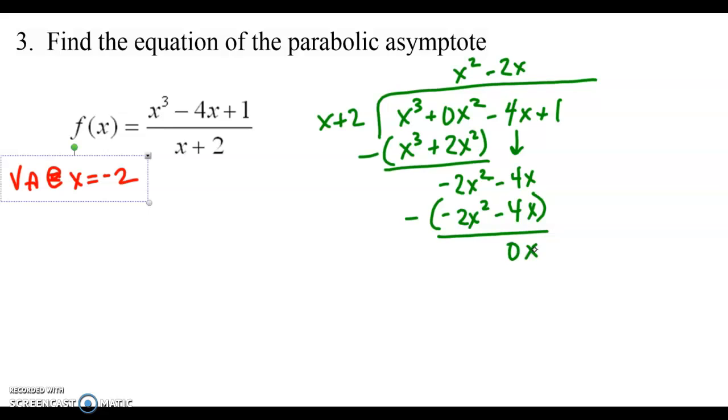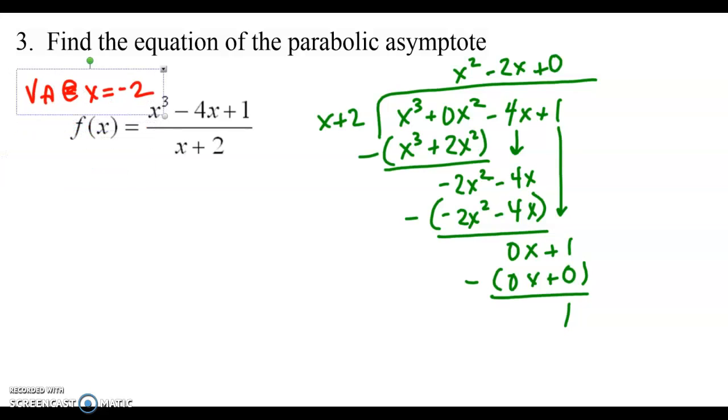I'm going to write it in there just to be thorough. Okay, what do we need to multiply x by in order to get 0x? Well, 0. There'll be 0 constants here. 0x plus 0. We subtract that, and we have 0, and 1 minus 0 will be a remainder of 1. Okay, so we know then, I'm going to move this vertical asymptote out of the way, we know then that f of x is equal to x squared minus 2x plus the remainder, which is 1 over our divisor.